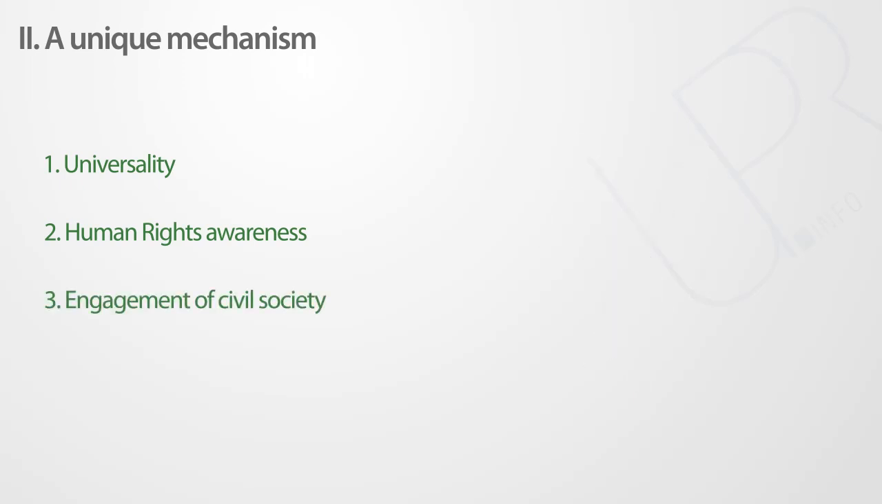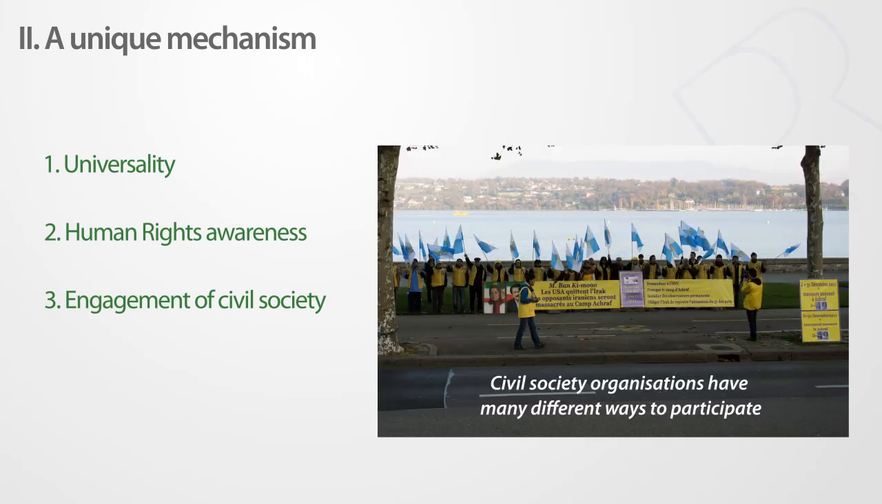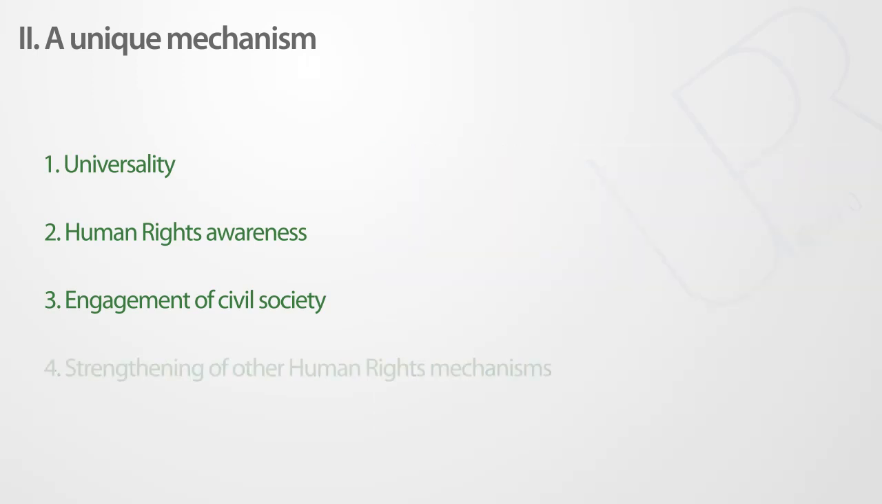Despite being a process driven by states, civil society organizations have many different ways to participate in the process. The first cycle witnessed the involvement of many grassroots organizations, forming coalitions to provide information and lobby in Geneva, some of them engaging at the international level with the United Nations for the very first time.